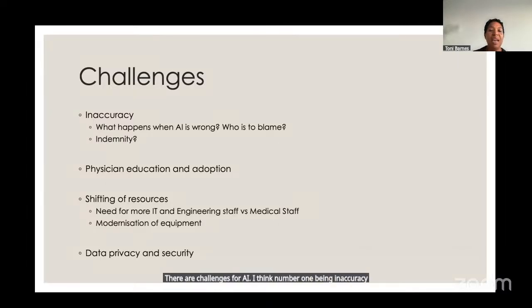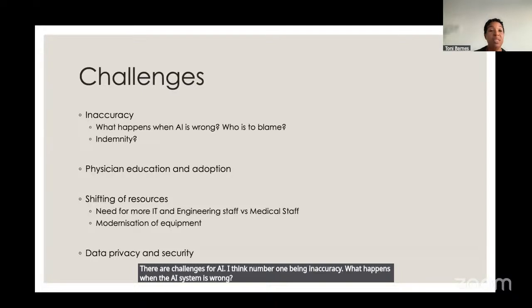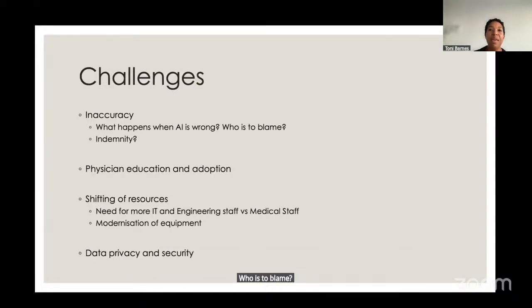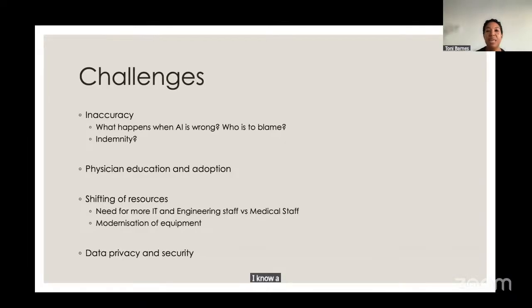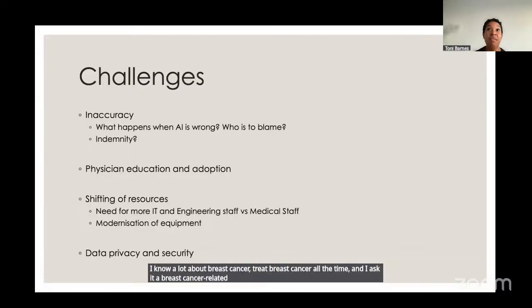What happens when the AI system is wrong? Who is to blame? And what about medical indemnity? I will tell you that when ChatGPT was just coming on stream, I decided I wanted to try it, and I asked it a question about something that I knew. I know a lot about breast cancer, I treat breast cancer all the time, and I asked it a breast cancer related question, and I asked it for evidence.